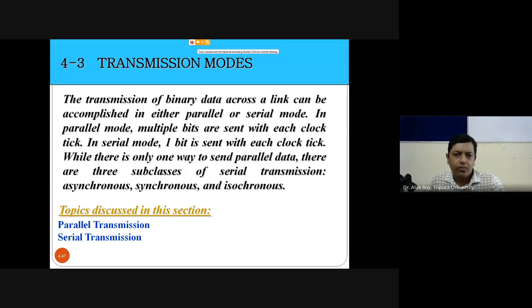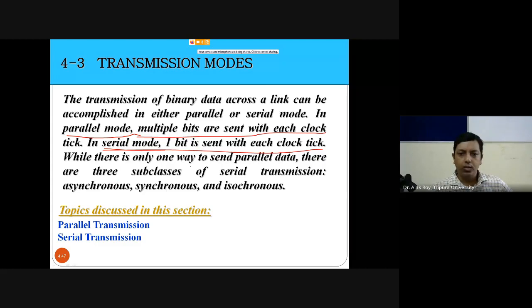Transmission modes. Transmission mode says that transmission of binary data across a link can be accomplished in either parallel or serial mode. In parallel mode, multiple bits are sent with each clock tick. In serial mode, one bit is sent with each clock tick. That is the main difference. Just note down this line: in parallel mode, multiple bits in one clock; in serial mode, one bit in one clock.